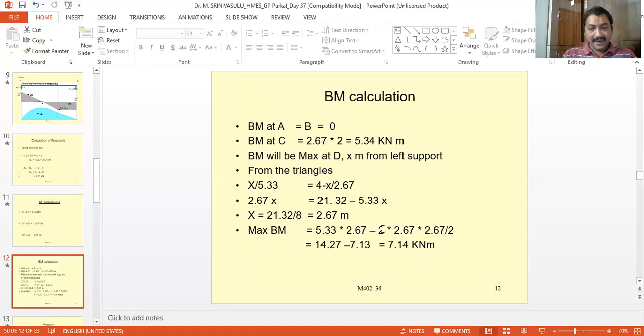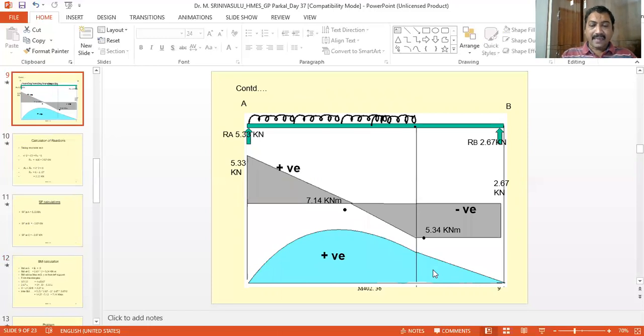So positive, minus the UDL: the distance is 2.67 and the intensity is 2, and the distance is 2.61 by 2, and it is causing a clockwise moment, so negative. This comes to 7.13 and this comes to 14.27. So the total maximum bending moment is equal to 7.14 kilonewton meters. Now the maximum bending moment is occurring at point D, and it is equal to 7.14 kN·m.